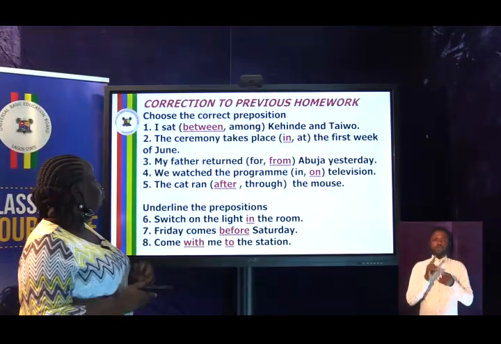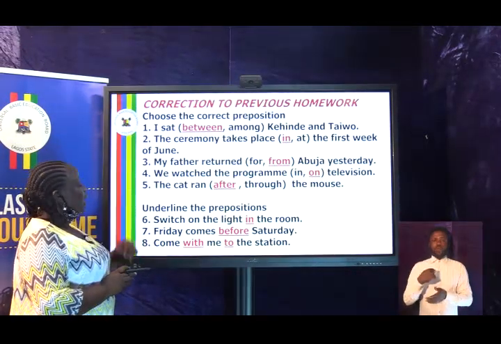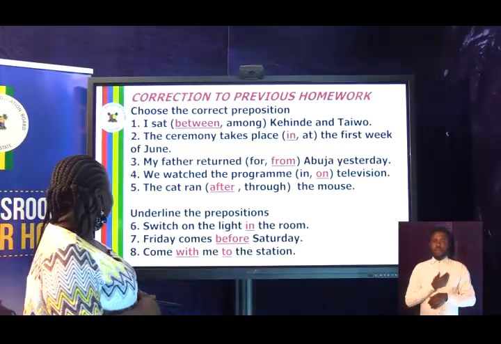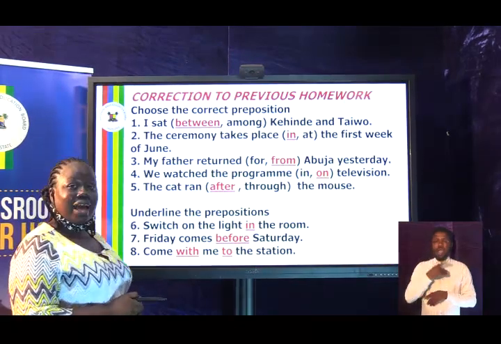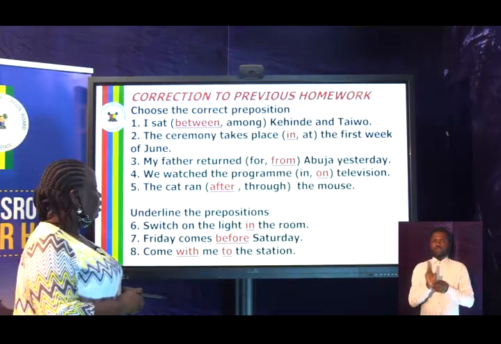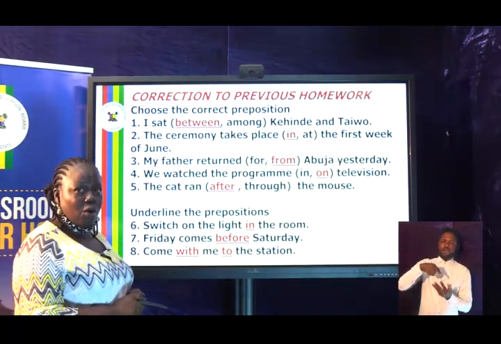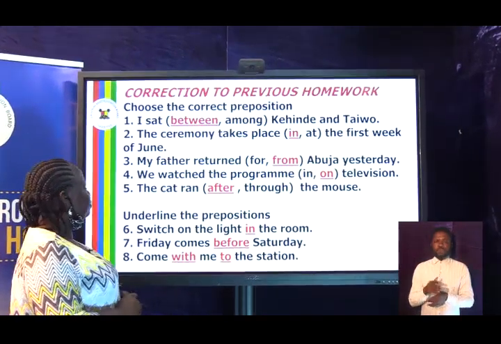You were instructed to choose the correct preposition, and I believe you have all done yours. Number 1, I sat dash Kende and Taiwo. What is the correct preposition to be used there? Is it between or among? Of course, the correct preposition to be used is between.